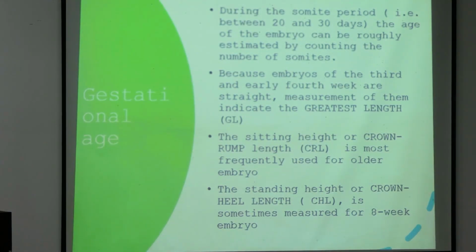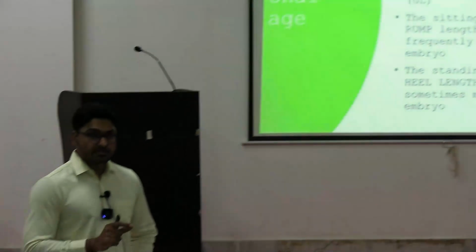So gestational age, we can calculate it by somites. We can count the somites and compare it to the number of days, and we can calculate the gestational age. We can also calculate it by greatest length. Till the 4th week, the baby is straight, so when we measure the length, we get the greatest length and we can calculate the gestational age. Beyond that, we measure the crown rump length or the sitting length, and beyond that, we measure the CHL or crown heel length or the standing length. So this is how we measure the crown rump length.